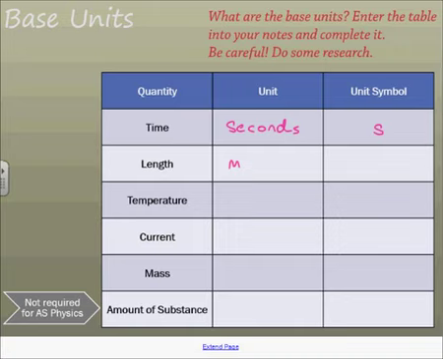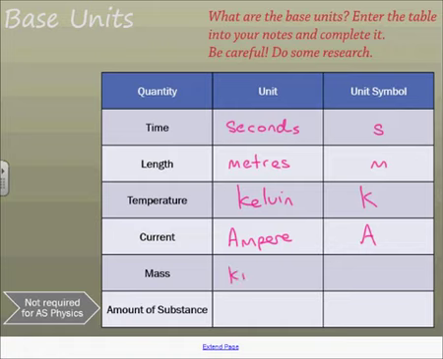Length is meters, small m. Temperature is Kelvin, capital K. Current is the ampere, capital A. Mass is the kg, kilogram. And the last one, the amount of substance, well, that's the mole. Okay, mole. But we'll leave that to chemistry.